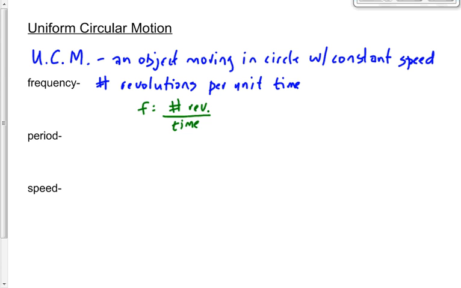Now, the units for frequency, if we take a look at the equation here, the units for frequency would be revolutions per second. But another unit that we can replace that with, that means exactly the same thing as a revolution per second, you guys have heard this before, you just maybe didn't know what it meant. It's a hertz.